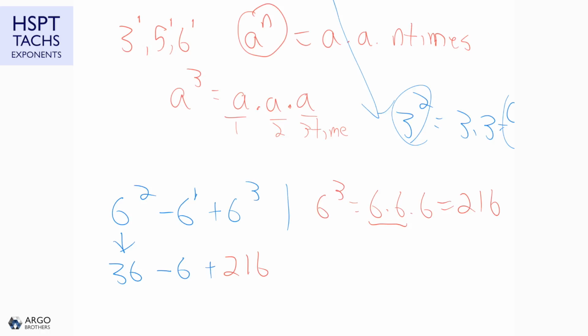Okay, so now we just have to do 36 minus 6 plus 216. So 36 minus 6 is 30, plus 216 is 246. So that's our answer. This number here is 246.